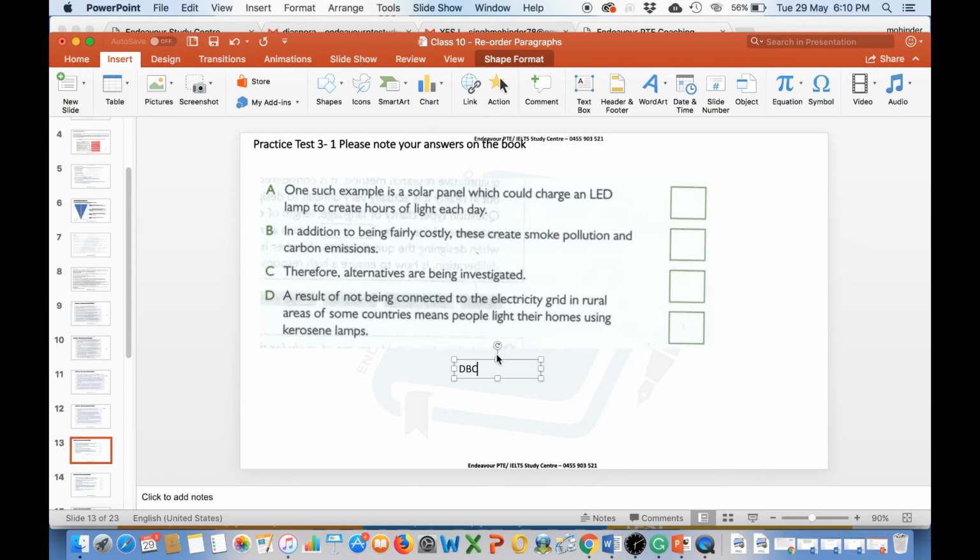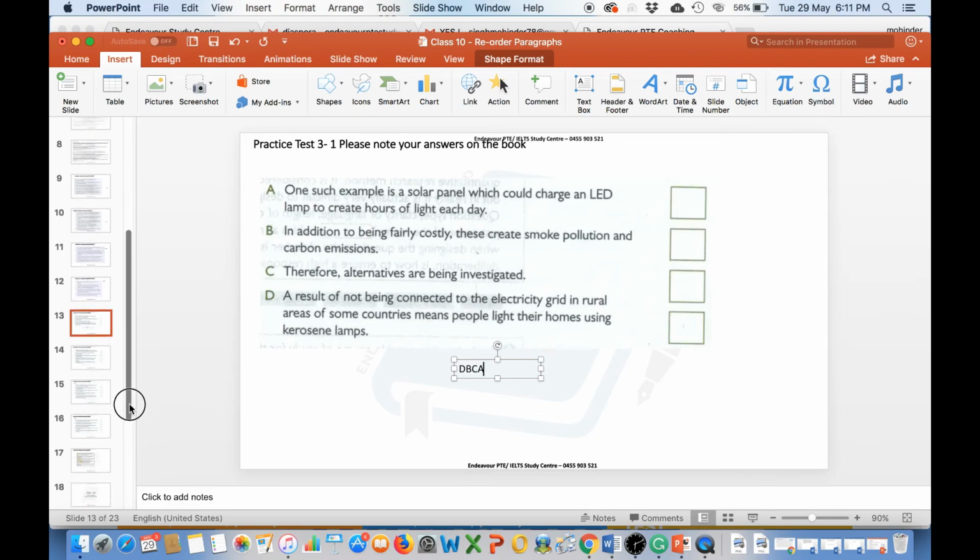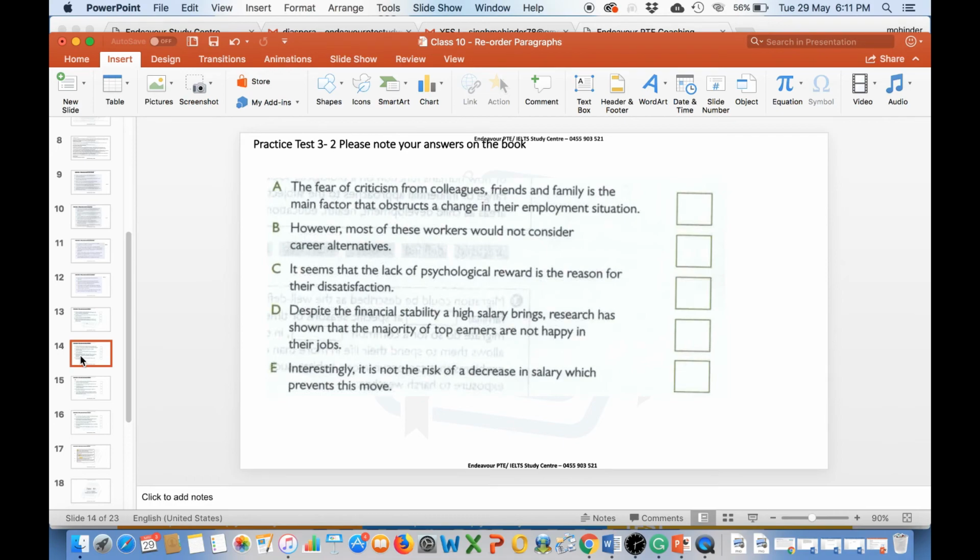So next is C, and then you have one such example of the alternative, the LED lamp that creates hours of light and day. So D and B and C and A. So D, then B, then C, then A, right? So we have used our knowledge of the grammar and the basics of academic writing to crack these reorder paragraphs. Let's have a look at this one.